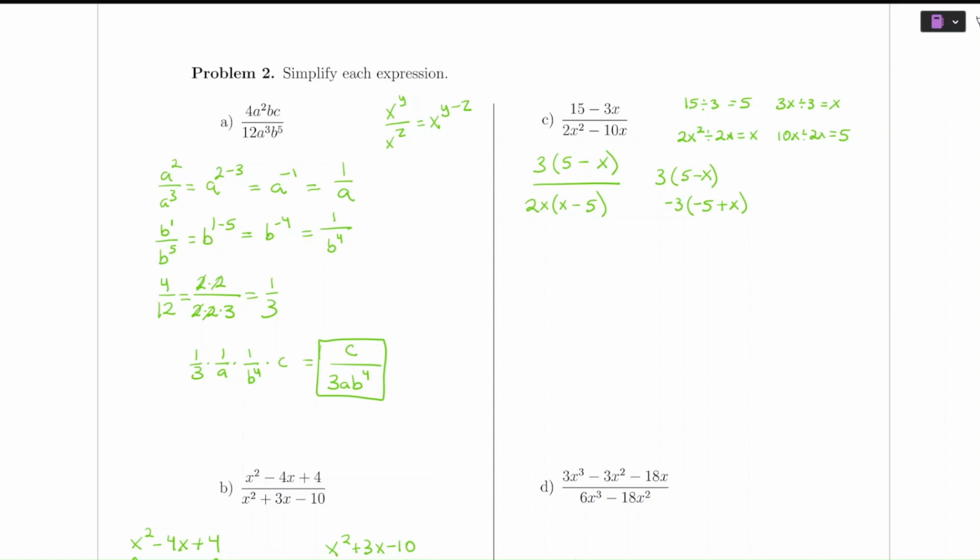So do we see how that would still give us our negative 3 times negative 5 would be 15, and our negative 3 times x would be minus 3x? So we still get the same thing. We just transfer the negative from inside the parentheses to the outside. Okay, and then this can be rewritten as x minus 5. So now we have negative 3 times x minus 5 over 2x times x minus 5, and now we can cross that out and get negative 3 over 2x.